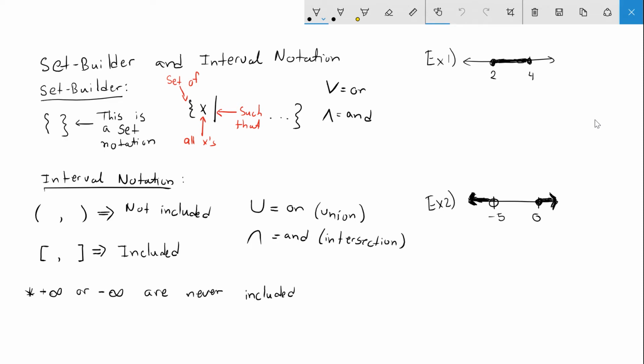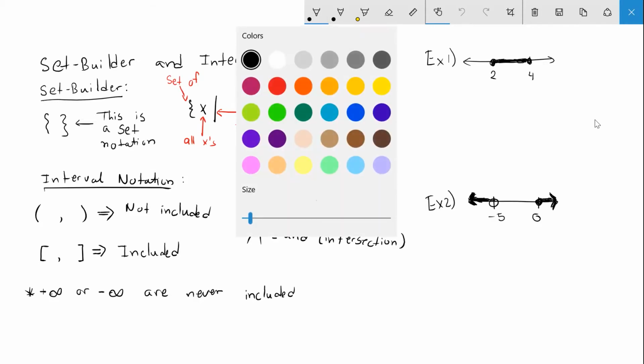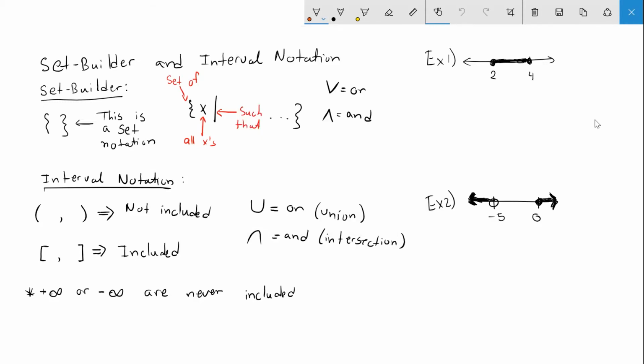Alright guys, so let's look at two more examples for interval and set builder notation. Alright, so we're given example 1. In example 1, we start off at 2 and then go all the way up to 4 and we're shading in the middle. Well, the first thing we do is represent this in terms of an inequality. Well, before we do that, let's analyze the endpoints. 2 and 4 both have closed circles, therefore these are both included.